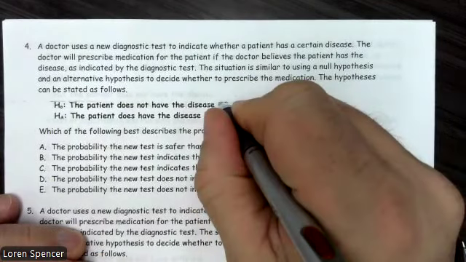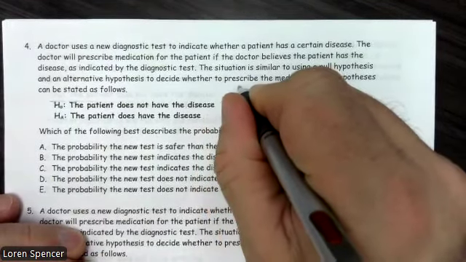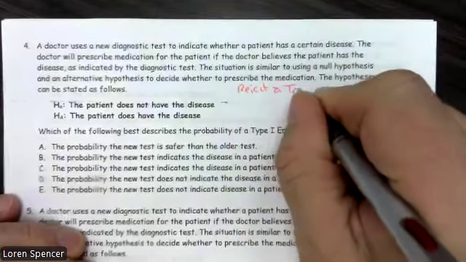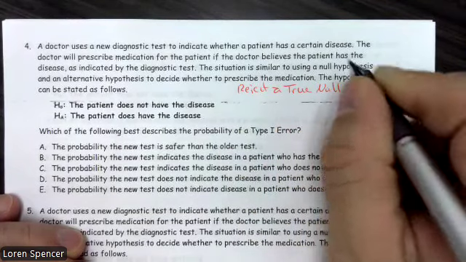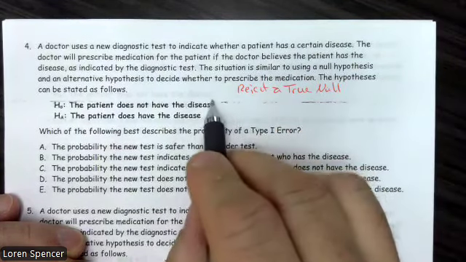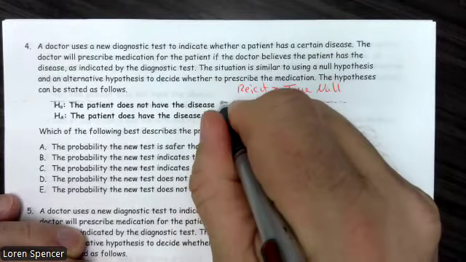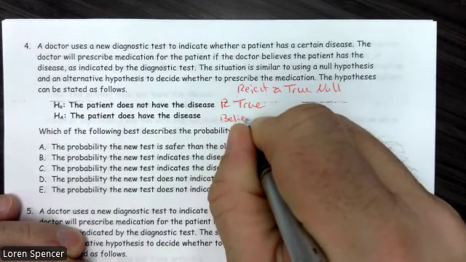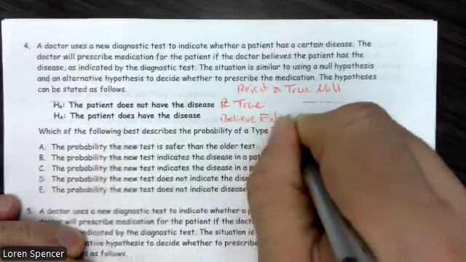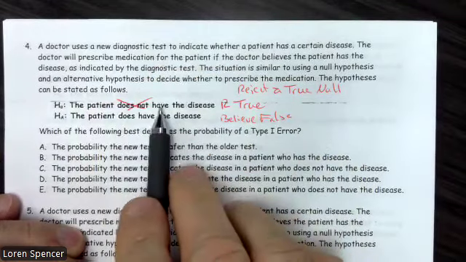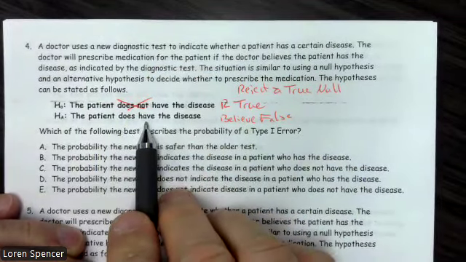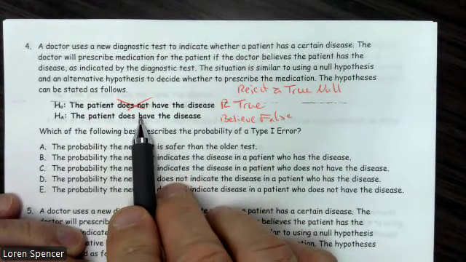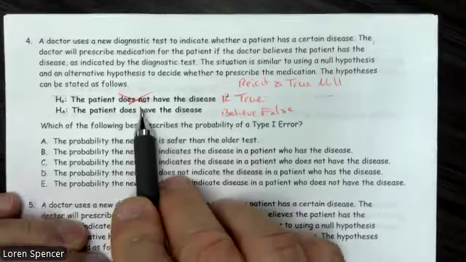All right. So in this case, a type 1, remember, is reject a true null. So I rejected this, but this was true. I believe this. This was false. Well, I believe they do not have the disease. They don't have the disease, but I believe they do. And because of that, I'm going to prescribe medication.